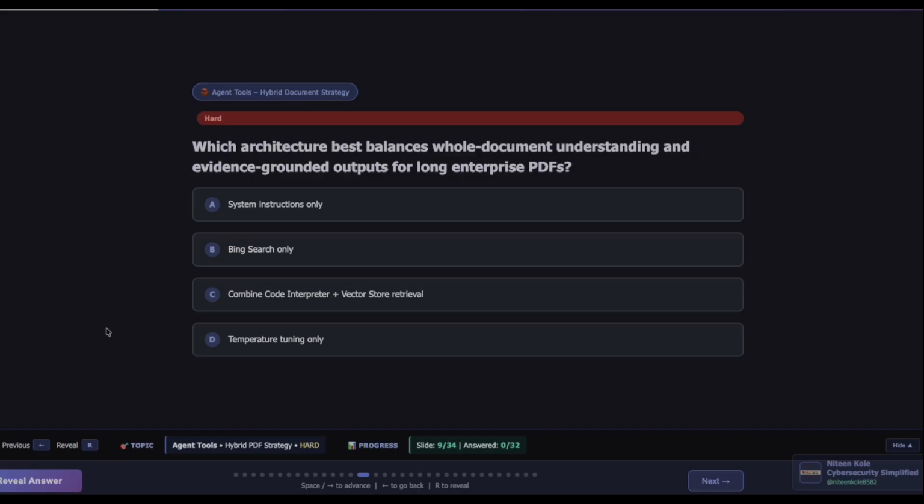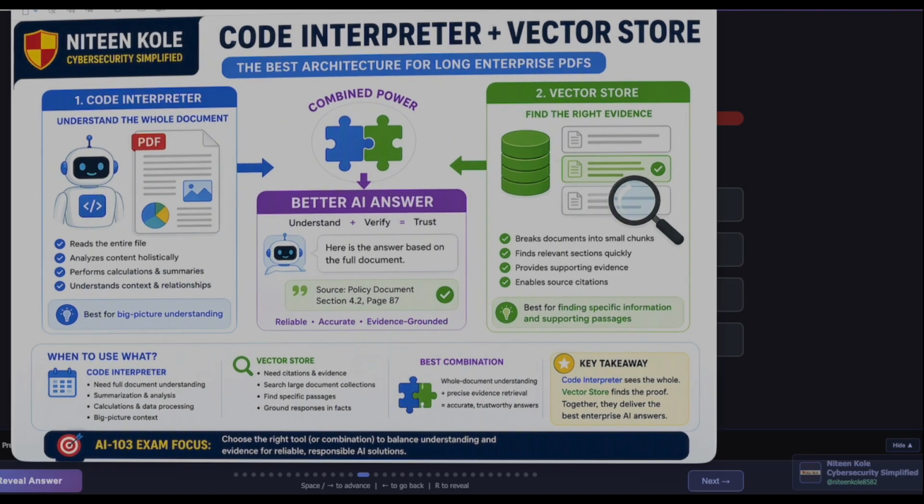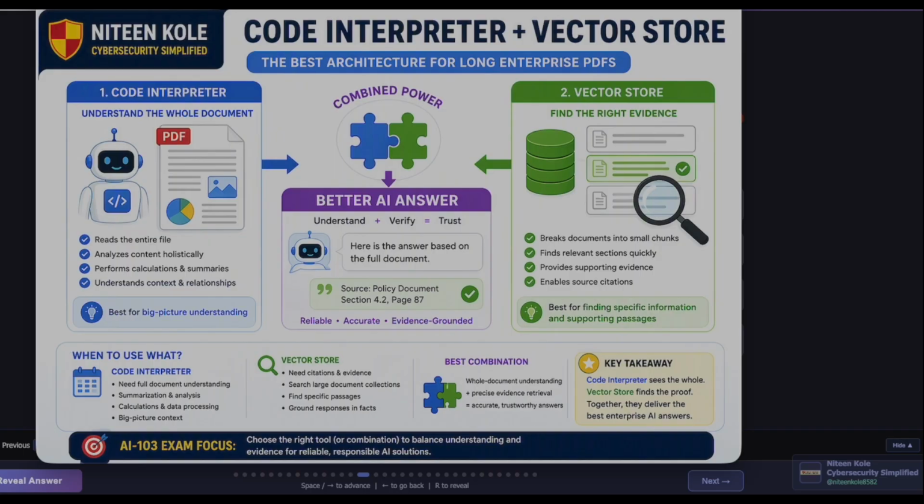Microsoft is testing whether we understand when using both together creates a better solution than using either one alone. Before we answer the question, let's understand these concepts in simple language. What is Code Interpreter? Think of Code Interpreter as a document analyst. Give it a large PDF and it can read the entire document, understand the overall context, create summaries, analyze data and tables, see the big picture.